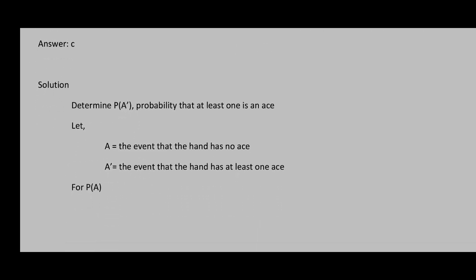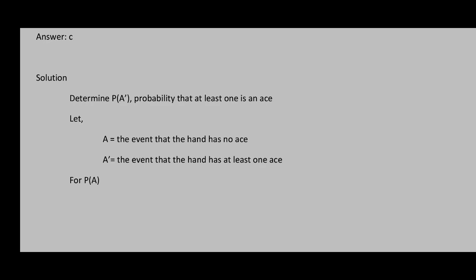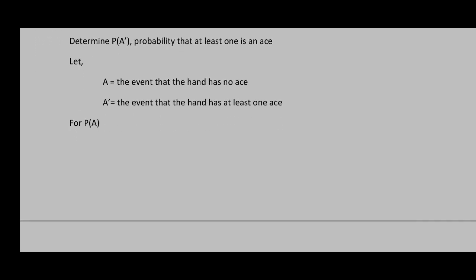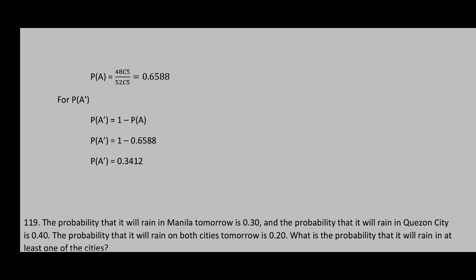Solution, determine P of A prime, probability that at least one is an ace. Let natin yung A na event that the hand has no ace. Yung A prime is the event that the hand has at least one ace. So, for P of A is 48C5 over 52C5. Lalabas diyan ay 0.6588. So, doon naman tayo sa P of A prime. P of A prime is equals to 1 minus P of A. So, P of A prime is 1 minus 0.6588. Kaya makukuha mo diyan na P of A prime is 0.3412.